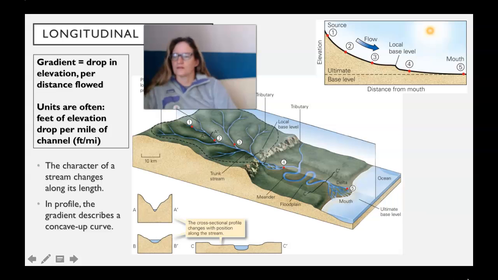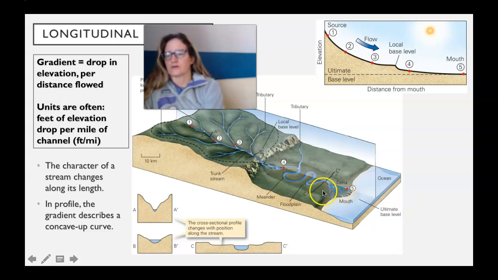There is a lot going on in this diagram. The point of it is that the stream character changes from the headwaters down to the mouth of the stream. At the headwaters, up here at the top of the watershed, the gradient of the stream can be quite steep. So going to this cross section here, this is source up here on the left and the mouth down to the right.